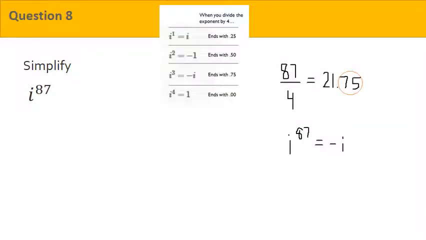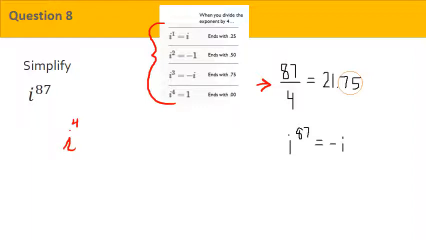All right, question 8. So I would keep a note of i through i to the 4th. Just write this whole table down if you want to. So first I would take 87 divided by 4. Notice you get 21.75. So figure out what 4 times 21 is. So that's i to the 4th times 21.